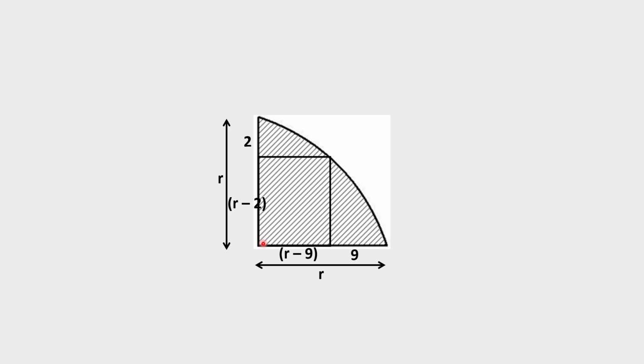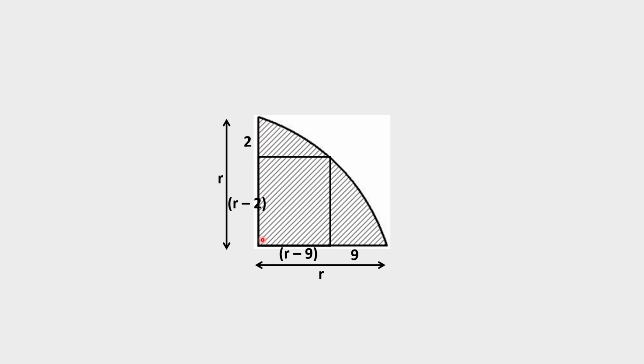Look at the horizontal bottom line. The total is radius r. So the width of the rectangle will be r minus 9, because the remaining part is 9 units. Similarly, look at the vertical radius. The total radius is r, so the height of the rectangle will be r minus 2 units. Subtract this extra 2 units.